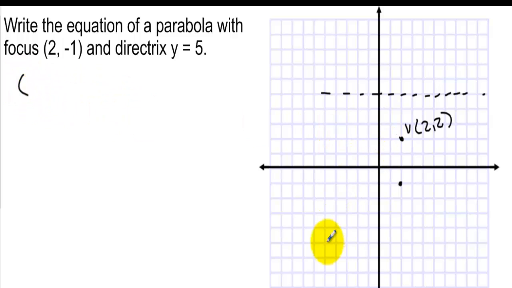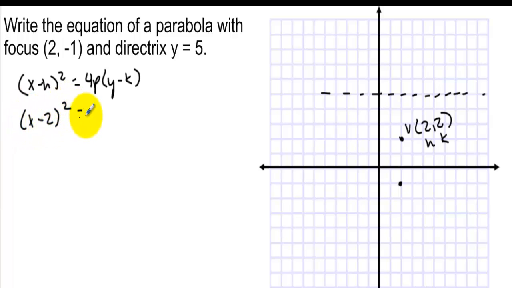This is opening down, which means x is going to be squared. We have (x - h)² = 4p(y - k). Now this is the vertex, so this is the h and the k. We have (x - 2)² equals, the p is actually negative 1, 2, 3. The p always goes from vertex to focus, so it's down. We have -12 times (y - 2).